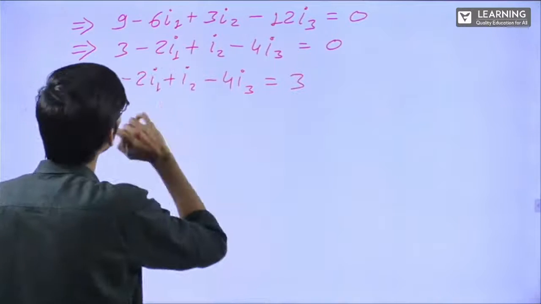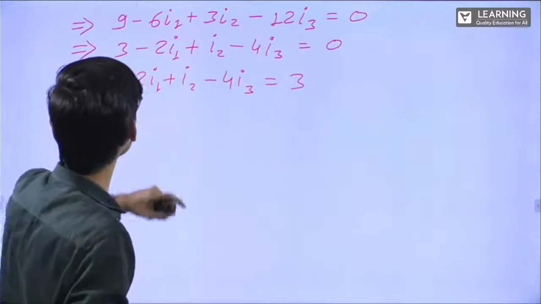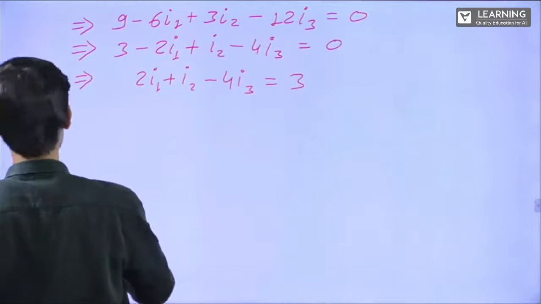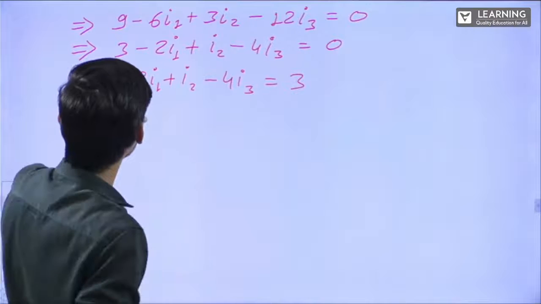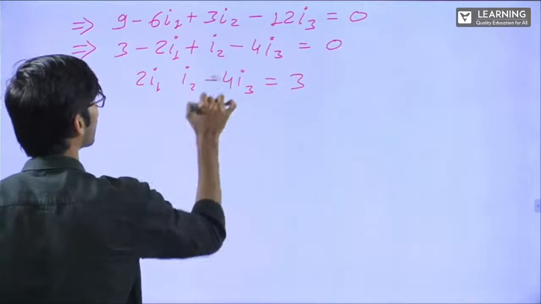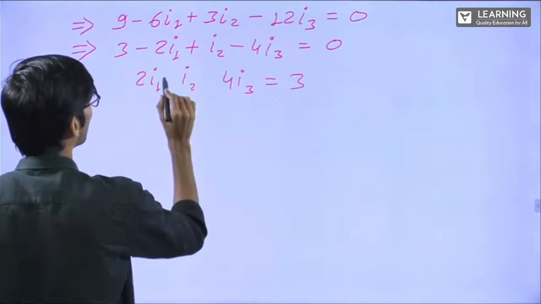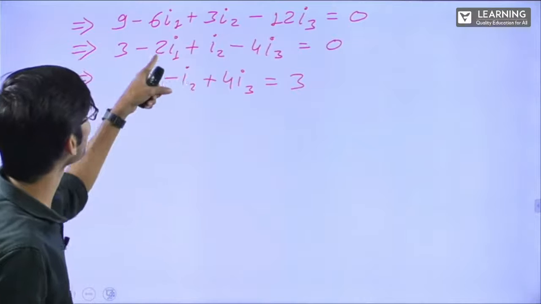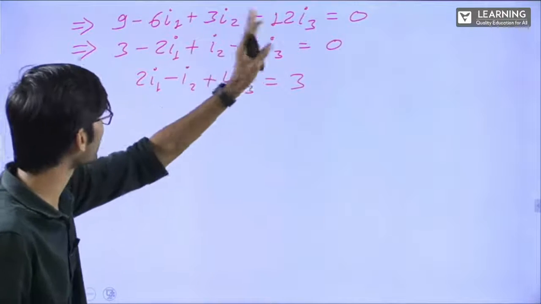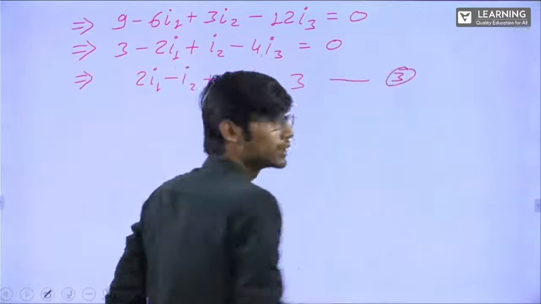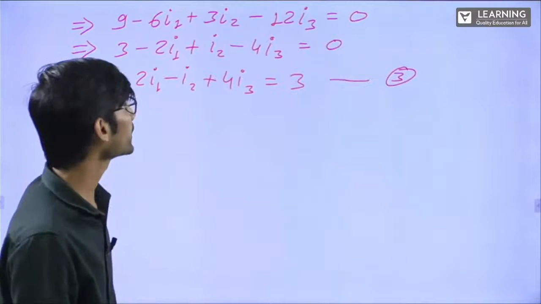Wait. Two minus this plus this. 2 I1 minus I2 plus 4 I3. All of them went there, 3 remained this side. This is our equation number 3. 3 equations you have got, 3 unknowns are there. Can you solve and find it?